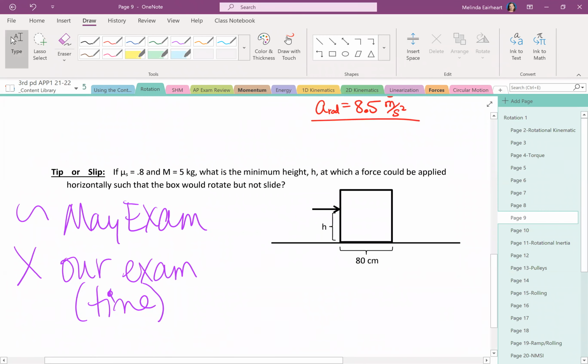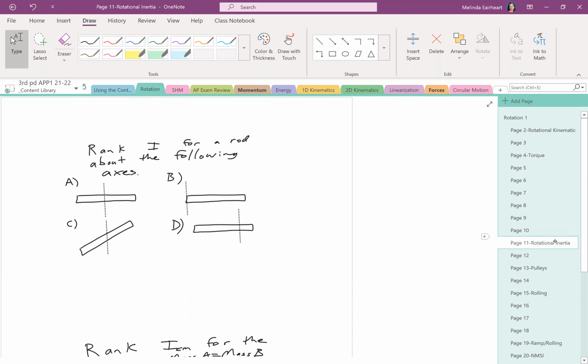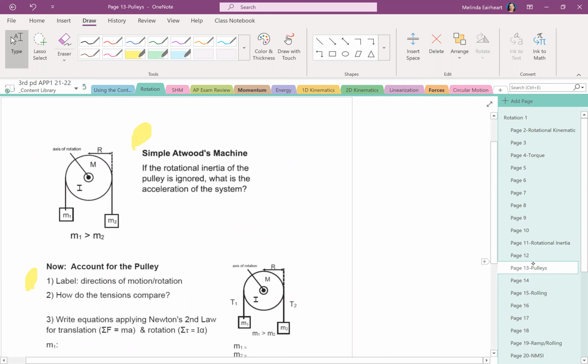Reminder, bottom of page 9 and page 10, that's that tip or slip. We're not going to ask you a test question about it, but at some point, hopefully you try it before the May exam, okay? So try those another time. Page 11, I'm going to use one of those as our bell ringer next time. I want to get a pulley started. Next class, we'll finish up pulleys and then start rolling our objects down a ramp or a horizontal surface, okay?